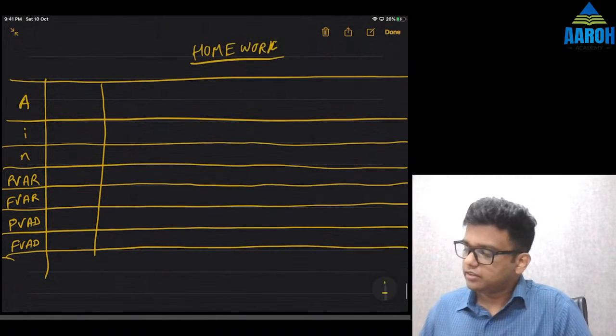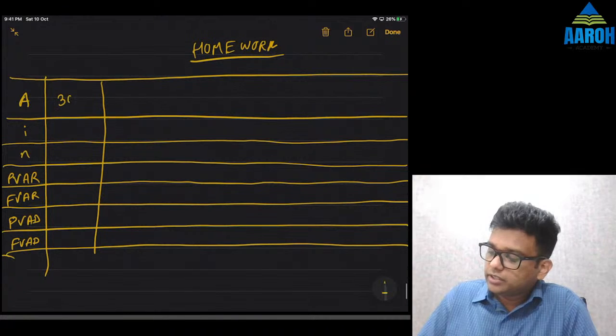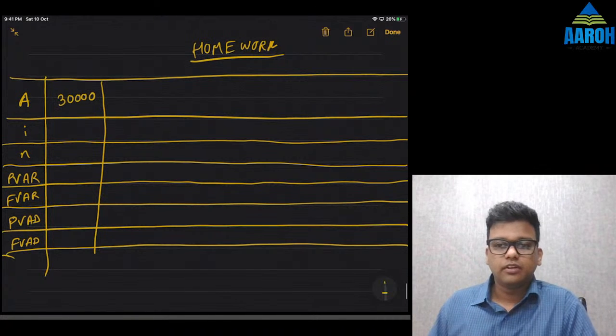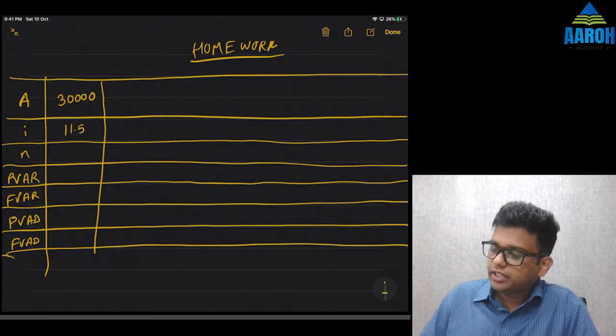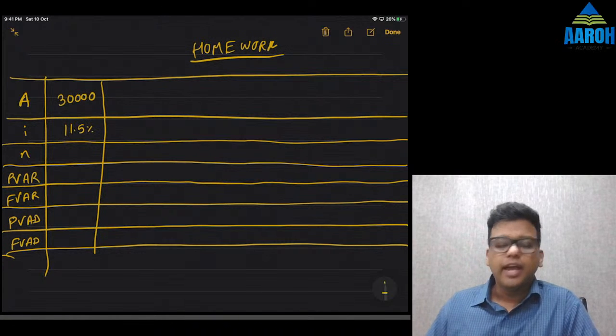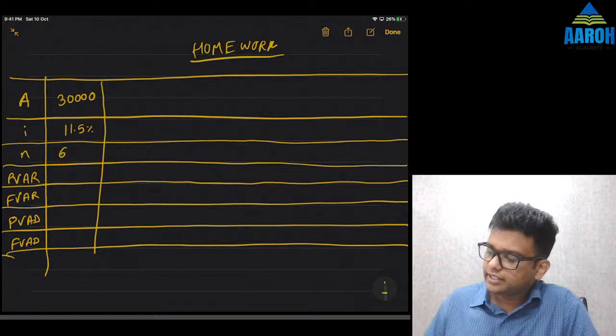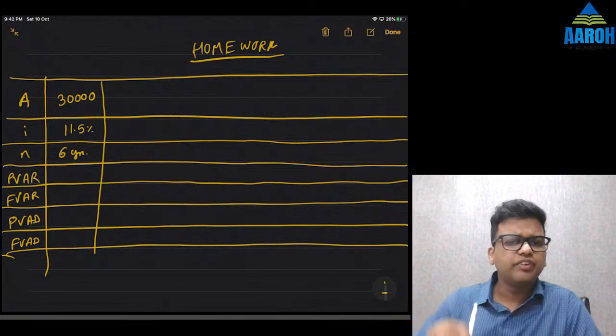In first question, annuity amount is 30,000. I is going to be 11.5%. N is going to be 6 years. You have to find remaining 4.